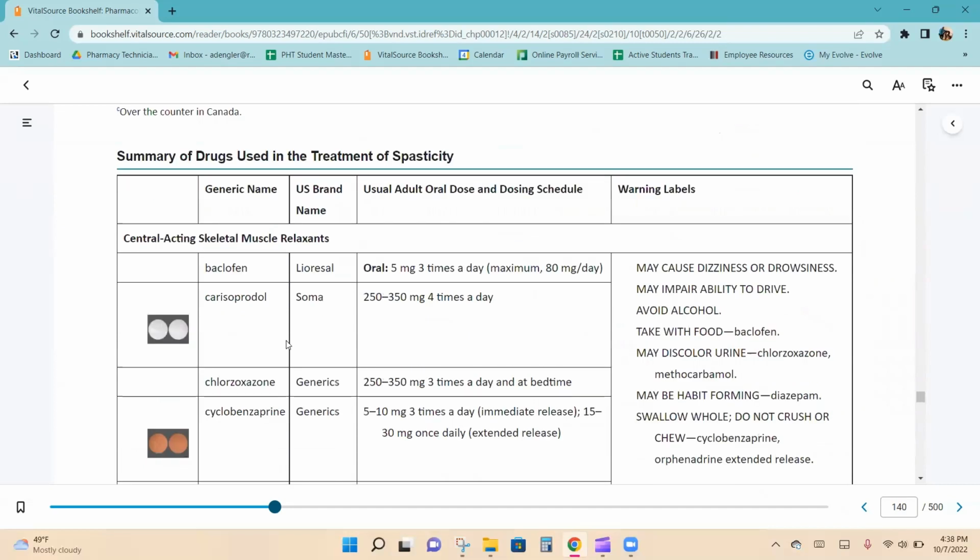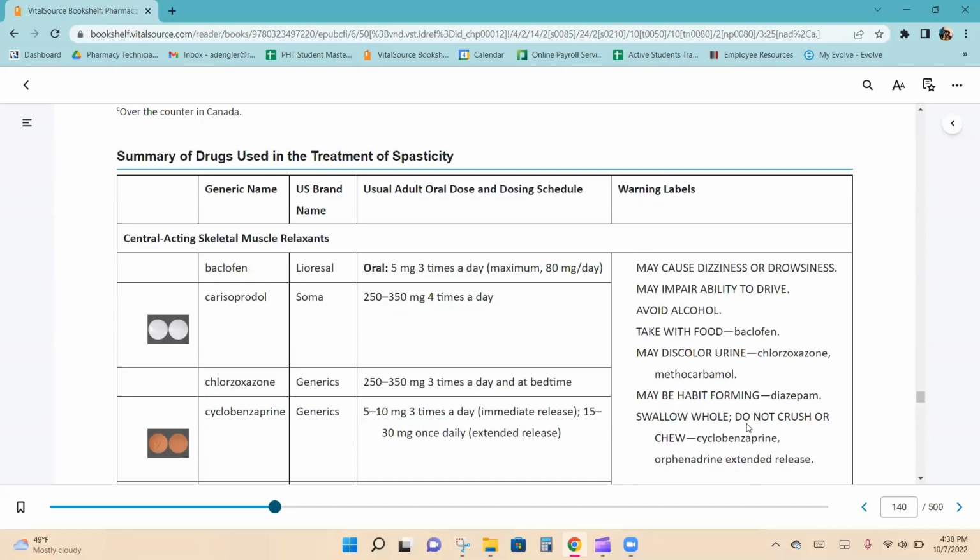And now we have the summary of drugs used in the treatment of spasticity, which we've already went over, but we have some warning labels we'll talk about. So they obviously cause dizziness or drowsiness. If you've ever had to take one, you should probably know that. They definitely should not be taken with alcohol. You should not take one and go and drive ever. I mean, I guess if you're used to taking them, but I wouldn't recommend it.